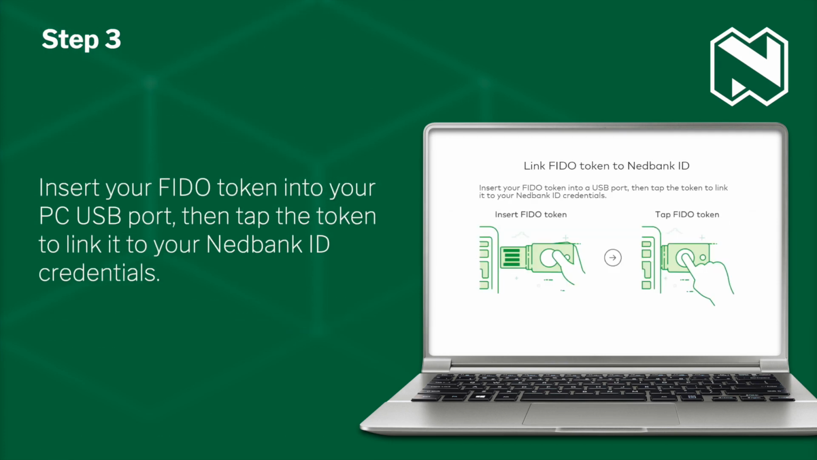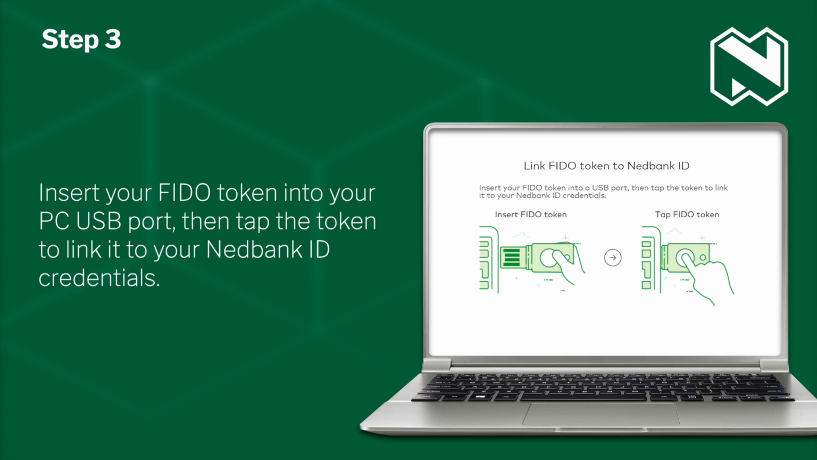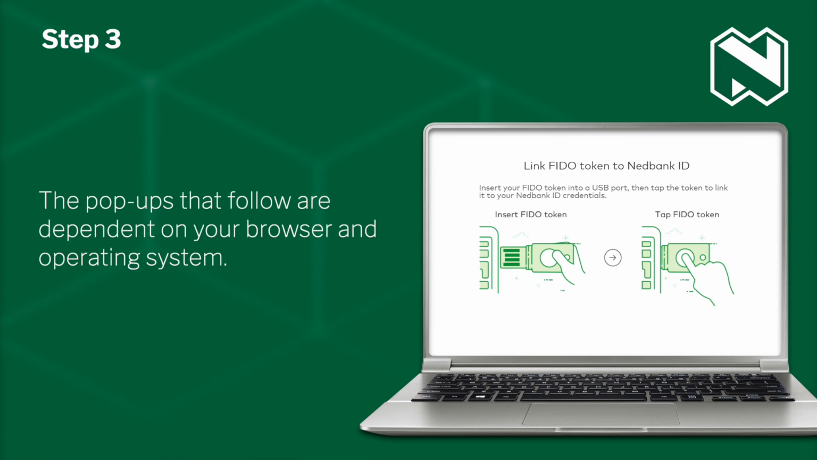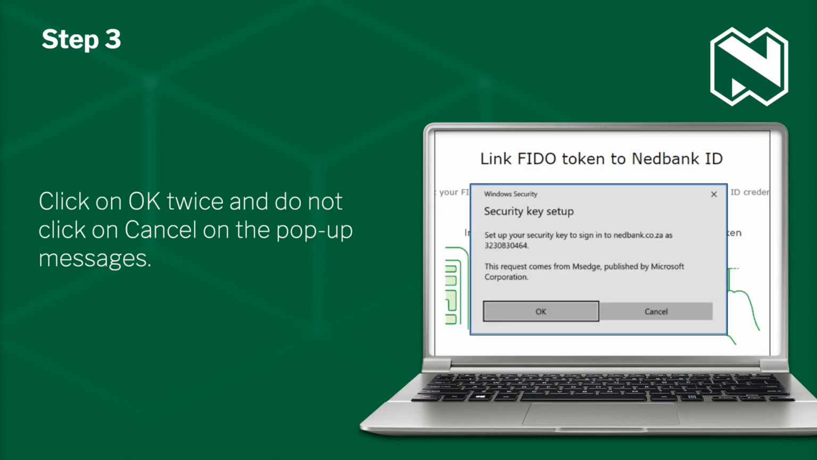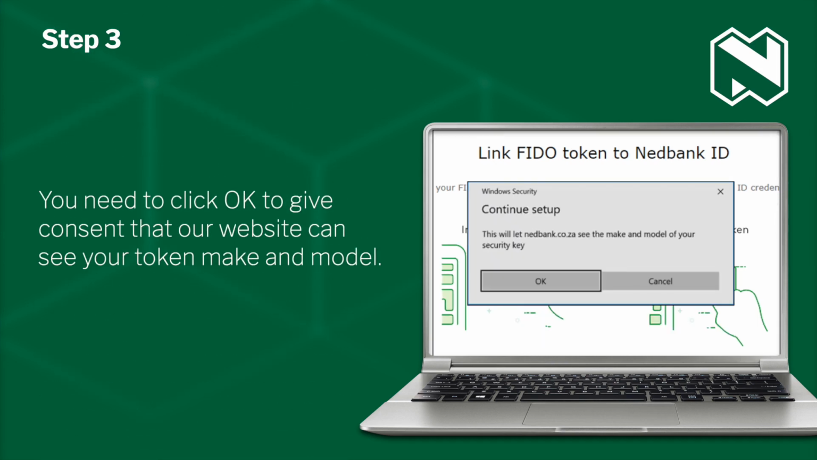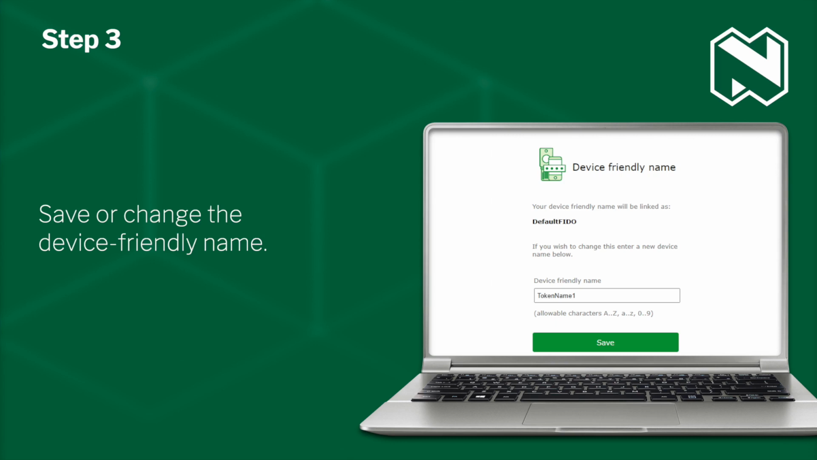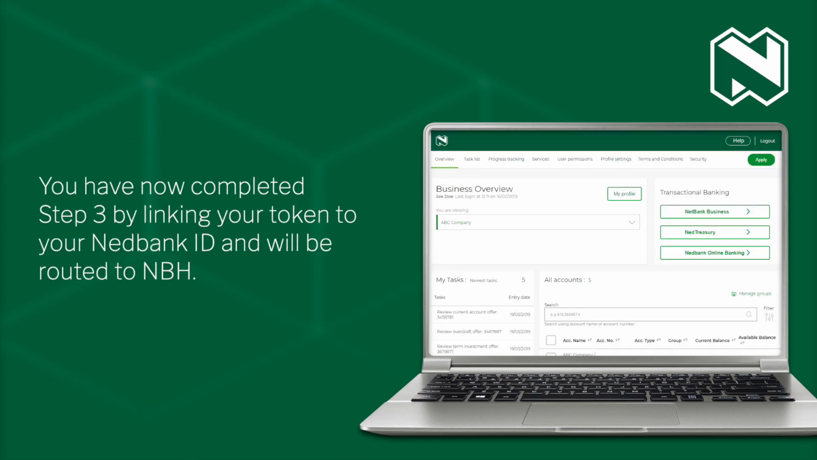Insert your FIDO token into your PC USB port, then tap the token to link it to your Nedbank ID credentials. This will invoke standard security functionality on your browser. The pop-ups that follow are dependent on your browser and operating system. Click on OK twice and do not click on Cancel on the pop-up messages. You need to click on OK to give consent that our website can see your token make and model. Tap the token. Save and change the device-friendly name. You have now completed Step 3 by linking your token to your Nedbank ID and will be routed to NBH.